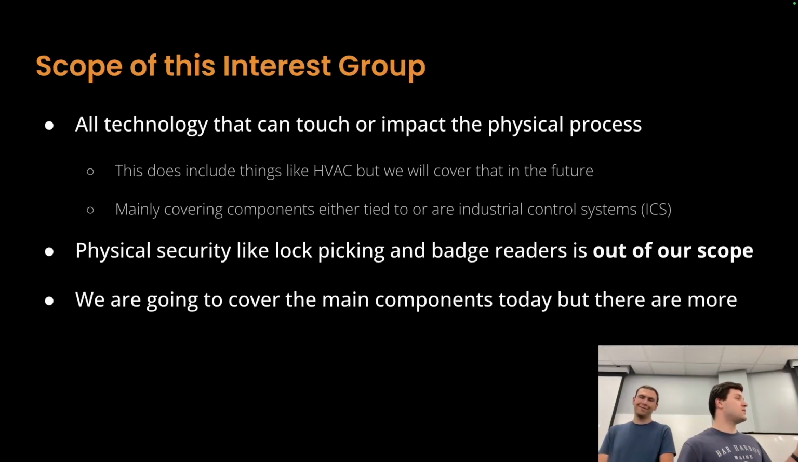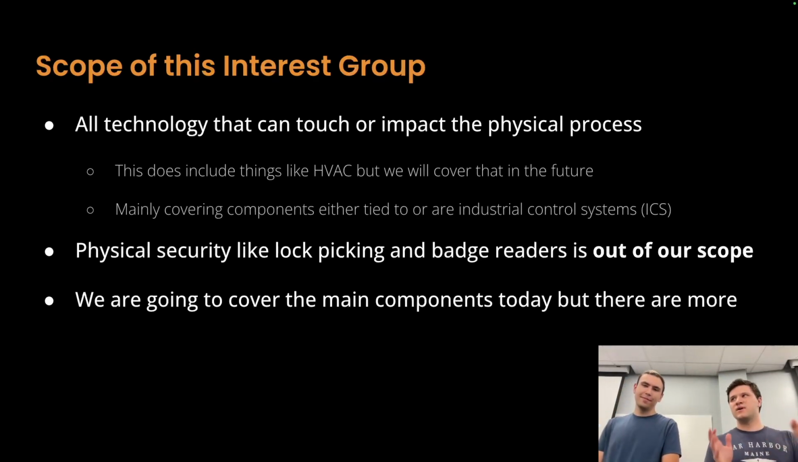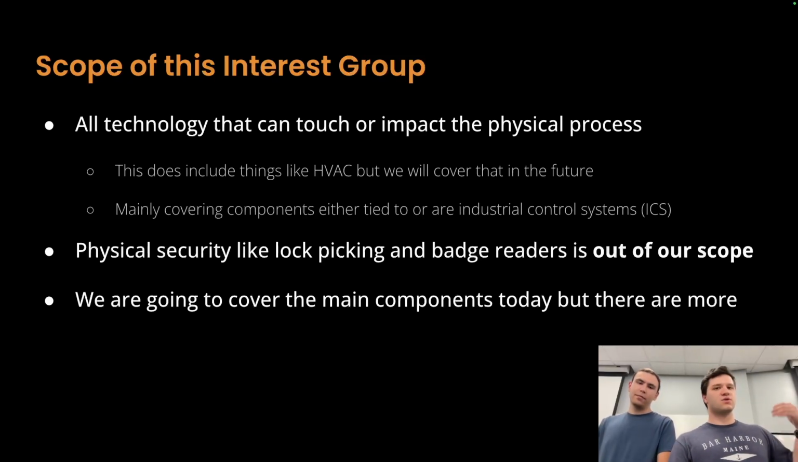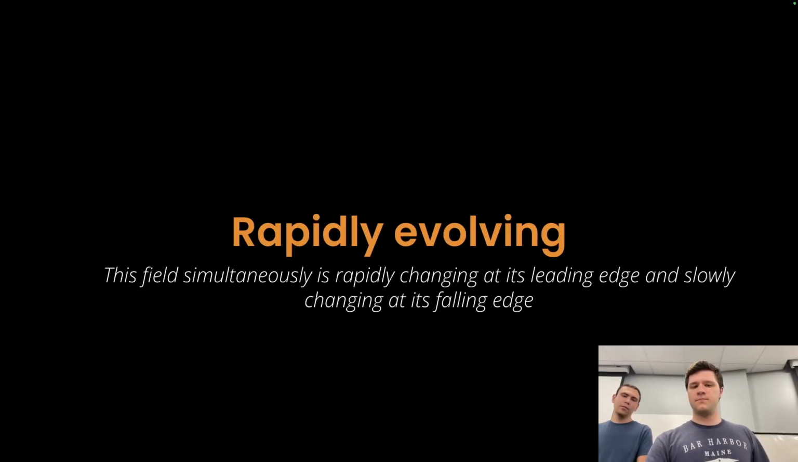Physical security like lock picking and badge reading is out of scope for this interest group, mainly because there is a physical security interest group that focuses on that. While it is in scope for OT, we're going to be focusing a lot more on the industrial control system side of the house. And for all the stuff we're going to cover today, there are actually a lot more components out there, but the ones we're focusing on today are much more prevalent in the OT security field.